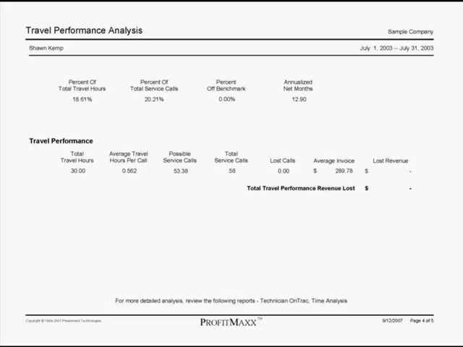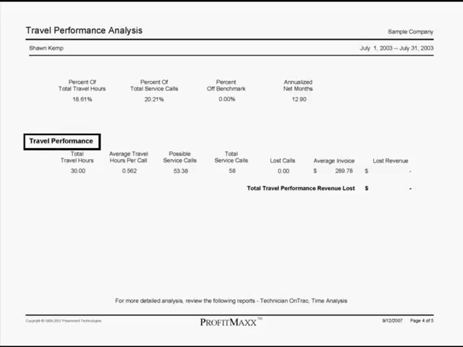Now let's take a look at our last technician, Sean Kemp. We can see that Sean had a total of 18.61% of all travel hours, and he had 20.21% of all service calls. He actually exceeded our benchmark. He's hitting a greater percentage of calls than he is using percentage of travel. That's a good thing. We actually got 12.9 months worth of work out of Sean.